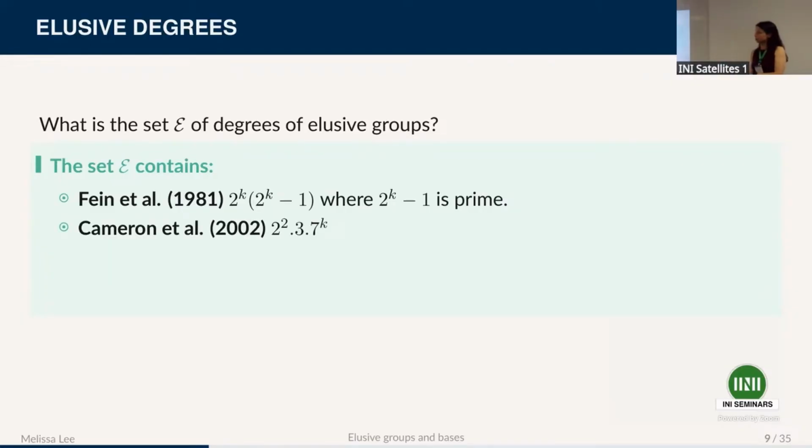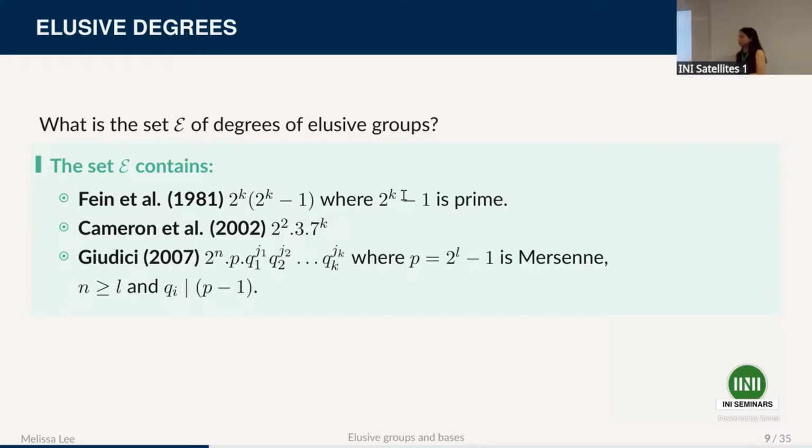Cameron et al. showed in 2002 that the set of degrees of elusive groups also contains 12 times a power of 7. And Michael Giudice in 2007 showed another infinite family that's maybe a bit more involved. So you've got this power of 2 here, and you need the power to be greater than this L, which involves this Mersenne prime P. Yeah, so we've got this really nice family here, but there's quite a lot of restrictions on the degrees.